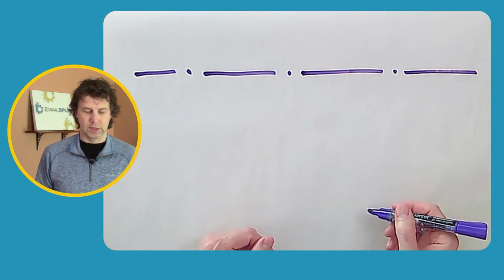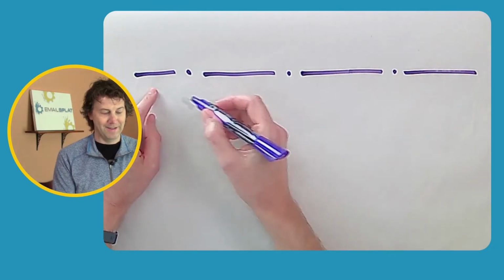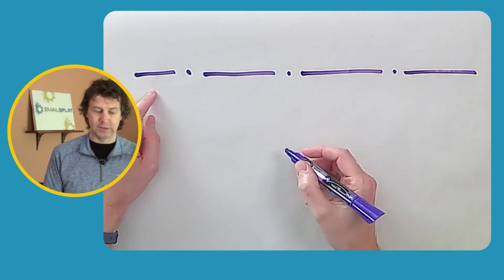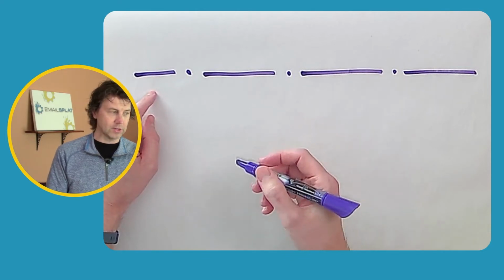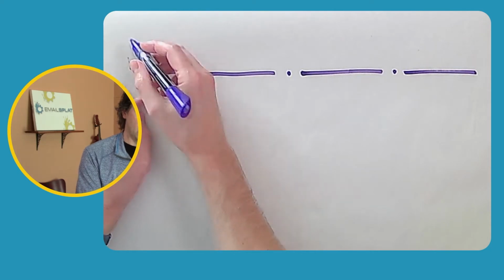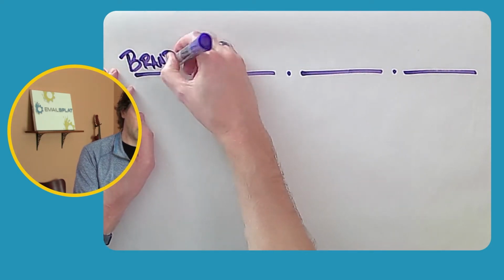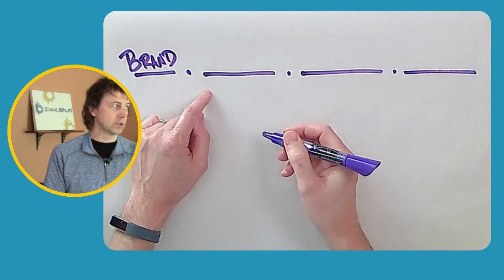And I have 4 different segments. That looks like Morse code. I wonder what that says. Anyway, I have 4 different segments to this name. And here's how that breaks down. Segment number 1, I have the brand. And we're going to dig into these more in just a moment.